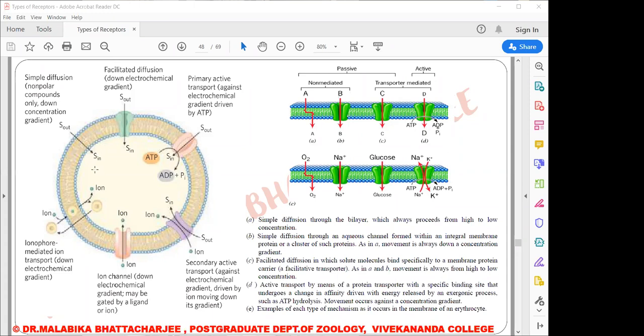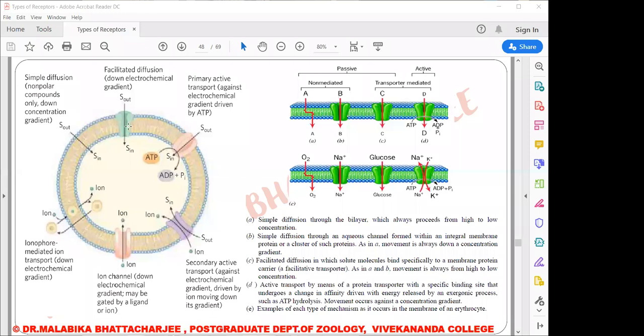Okay, so this is simple diffusion. A molecule is moving from a region of higher concentration to a region of lower concentration. Facilitated diffusion: again, the molecule is moving from a higher concentration to a lower concentration, but as you can see, the molecule is now moving through a channel.